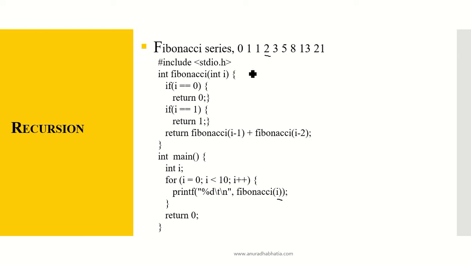So this particular thing will work in the loop till all my series of 10 numbers will be completed, and I get a series of 0, 1, 1, 2, 3, 5, 8, 13 and 21.